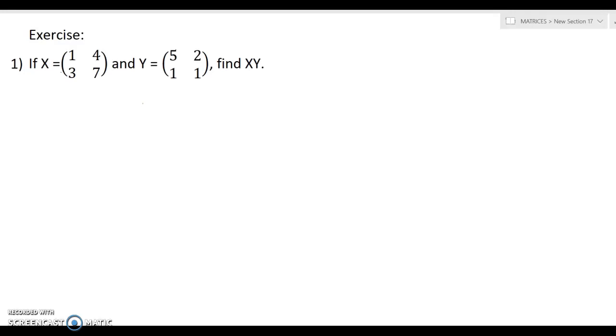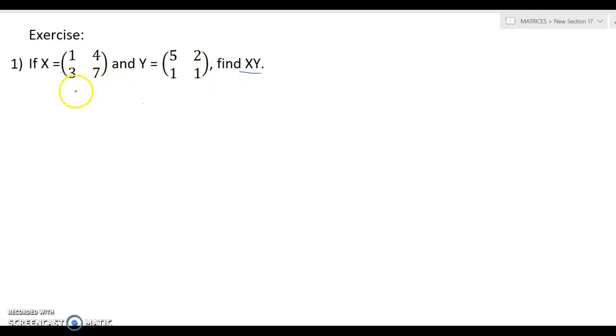Hi everyone, in this video we're looking at some more questions on matrix multiplication where we're multiplying two matrices by each other. So in this first question we have two matrices, matrix X and matrix Y, and we want to find XY, which is the product of matrix X and matrix Y.